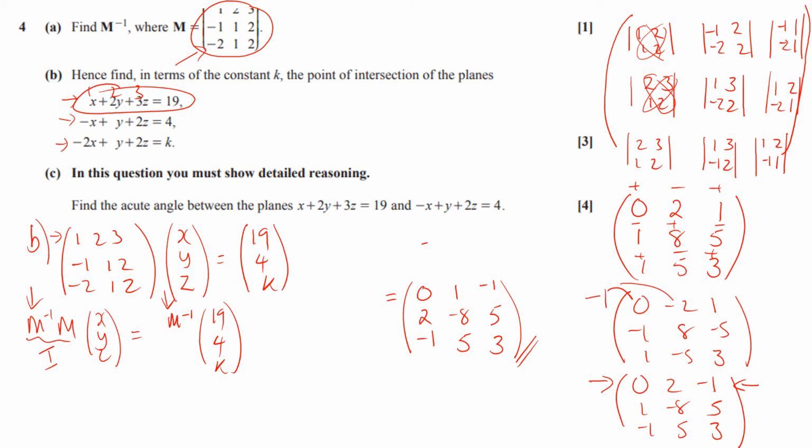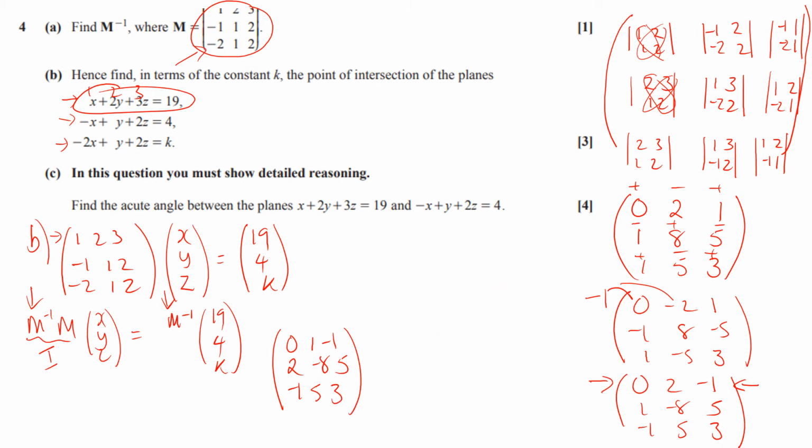So all we need to do is take our inverse matrix, 0, 1, minus 1, 2, minus 8, 5, minus 1, 5, 3, and times it by the 19, 4, K, and out will come the solution in terms of X, Y, and Z. So we're going to have 0 times 19, 1 times 19 minus 1 times 4 minus K. So that's going to be 4 minus K is equal to X.